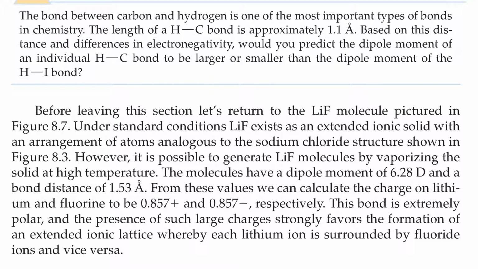For these values, we can calculate the charge on lithium and fluorine to be about 0.857 plus and minus, respectively. This bond is extremely polar, and the presence of such large charges strongly favors the formation of an extended ionic lattice whereby each lithium ion is surrounded by fluoride ions and vice versa.